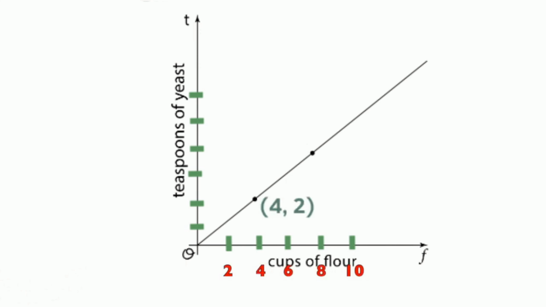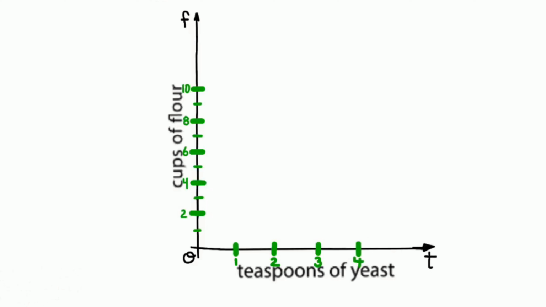One point on the line for this graph is at 4 and 2, meaning for every 4 cups of flour, there's 2 teaspoons of yeast. Another point on this line is located at 8 and 4, meaning for every 8 cups of flour, there's 4 teaspoons of yeast. Here's a different graph.